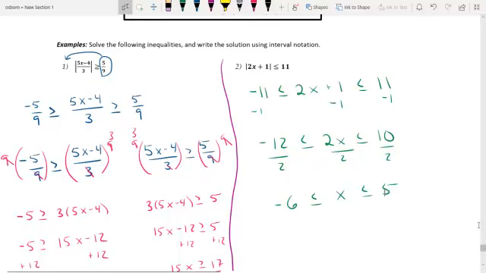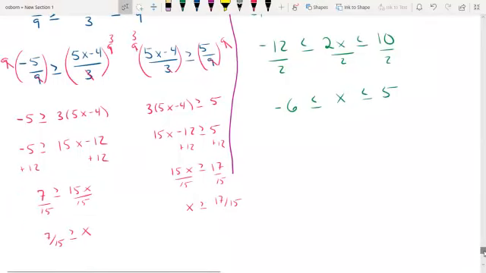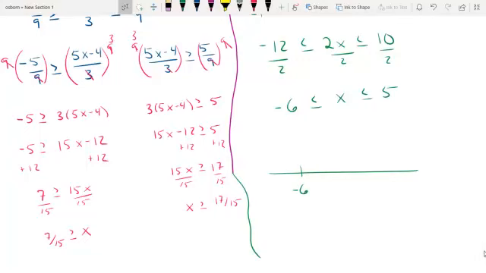Now, once again, just because I think it's a little bit helpful to see it on a number line, if you look at a number line, you've got negative 6 here, you've got 5 here, and what we're saying is that x is greater than or equal to negative 6, so it's going in this direction. Let me go ahead and put it in a different color. But that x is less than or equal to 5. So you can see here, in interval notation, my solution is negative 6 to 5 with brackets.